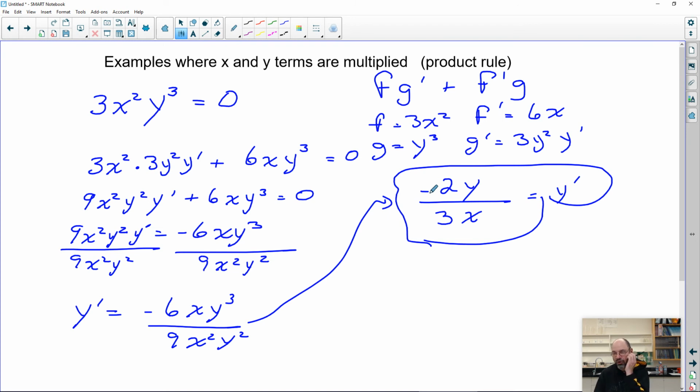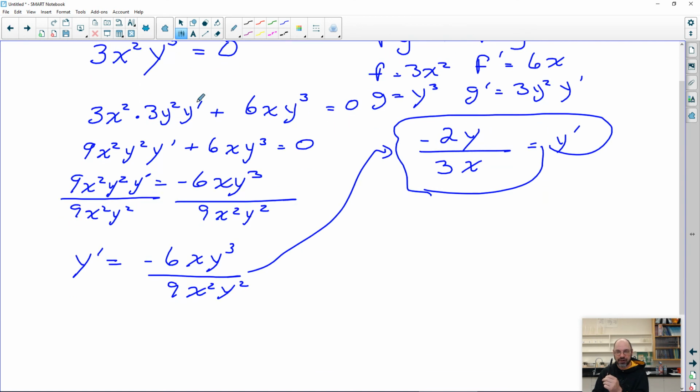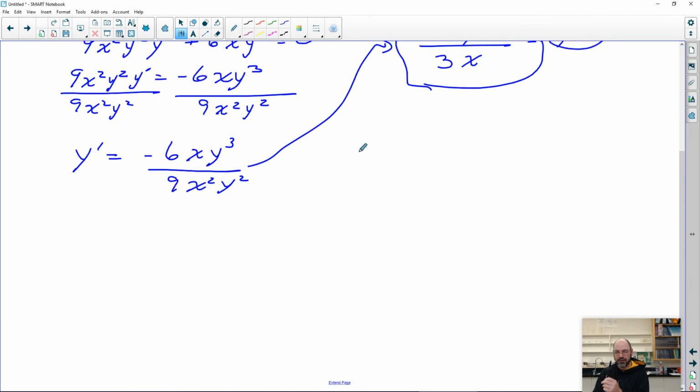Tomorrow we'll do more complex examples that have more than one set of multiplications, so you have to apply the product rule more than once. But let's do one more of these. Let's do 2x squared y equals 20.